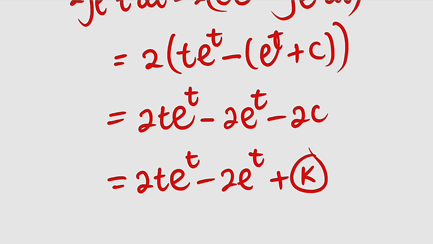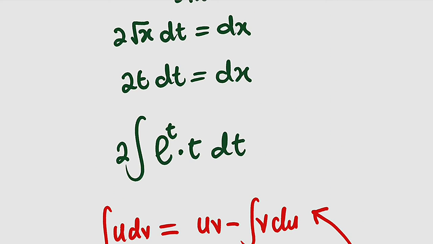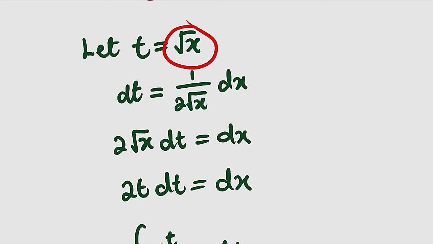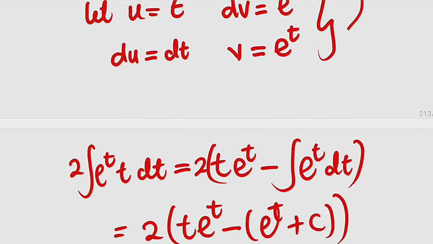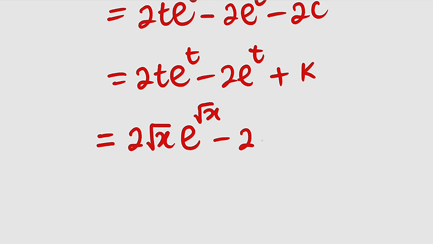They are all constants. Alright, but what is t actually? Remember, we have let t to be equal to square root of x. So we are going to replace it with square root of x. And finally, we have our solution to be 2 multiplied by square root of x times e to the square root of x minus 2 e to the square root of x, then plus the constant of integration.